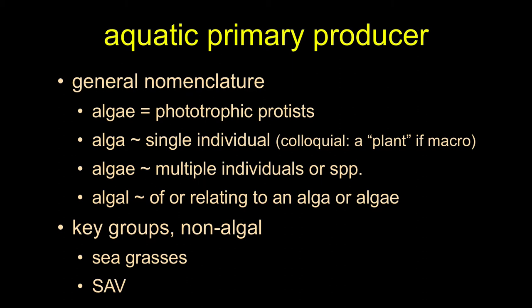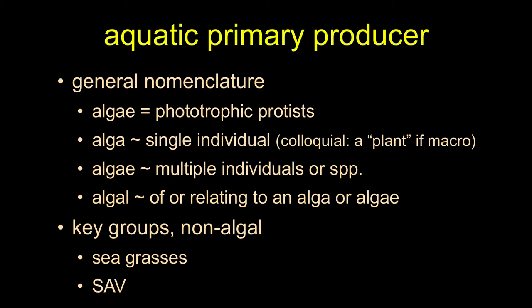Algae refers to protists, a paraphyletic group of organisms that are capturing light. Our photonivores are eating light. Algae refers to multiple things. That could be multiple individuals, it could be multiple species. An alga is an individual, right? So one cell, let's say, of this phytoplankton would be an alga.